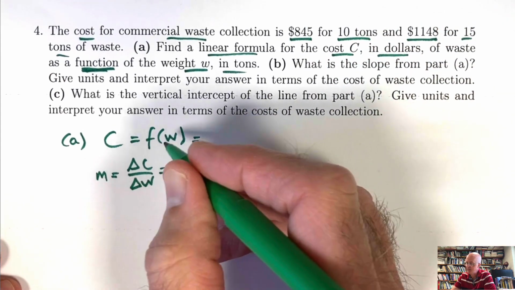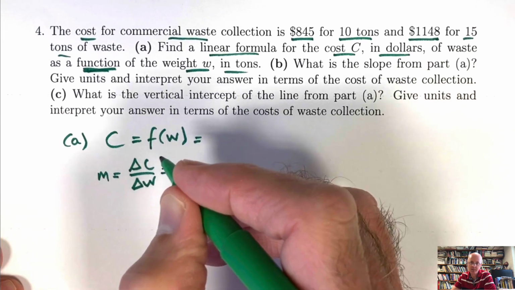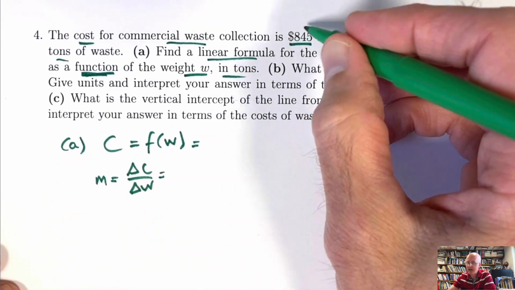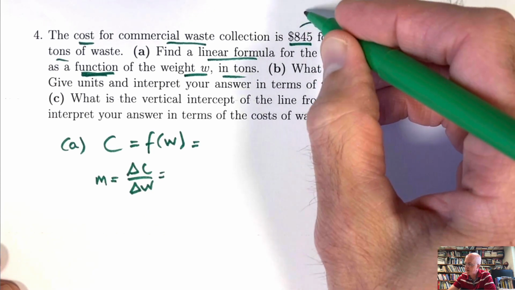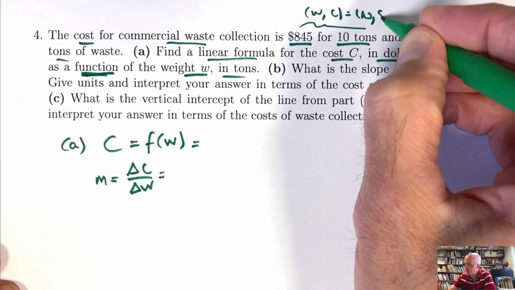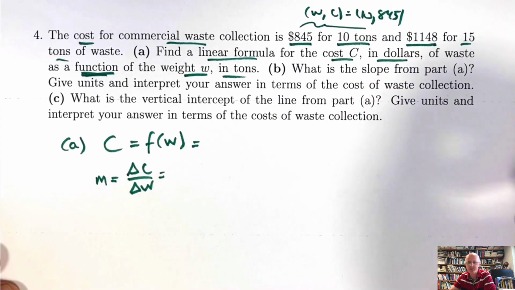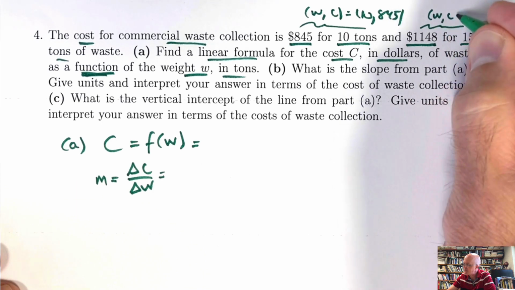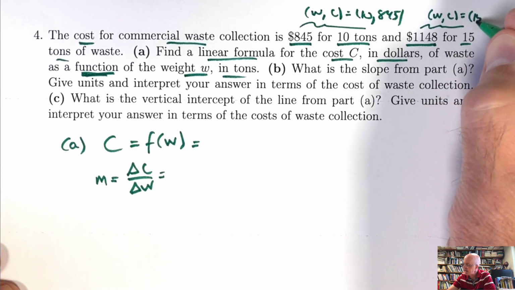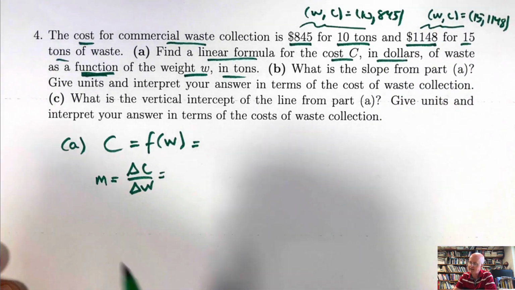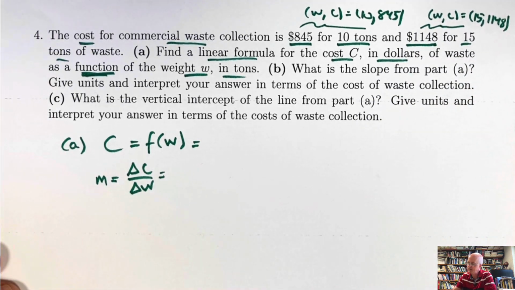In other words, when you think about this function, you'd want to think about the w coordinate first and the c coordinate second. So this data point right here corresponds to the point w comma c equals 10 comma 845. That's probably the trickiest part of this problem. And this one right there corresponds to w comma c equals 15 comma 1148. You've got to switch them around if you're thinking of c as a function of w.